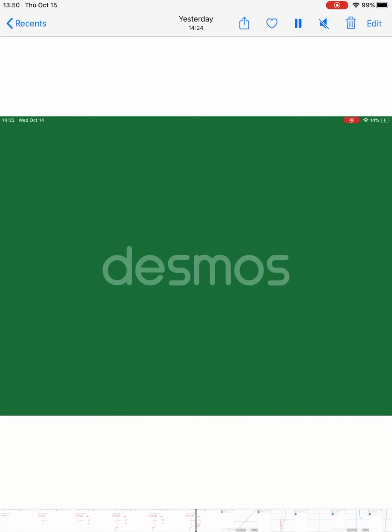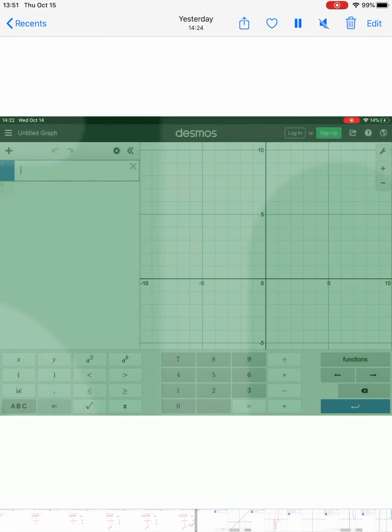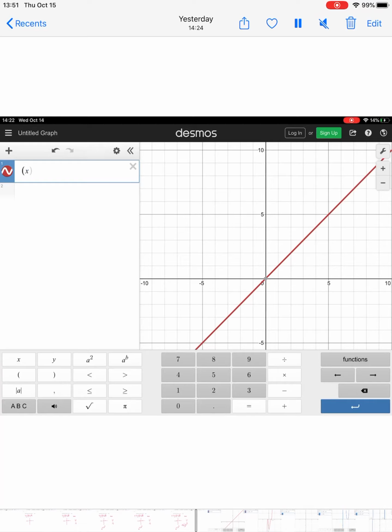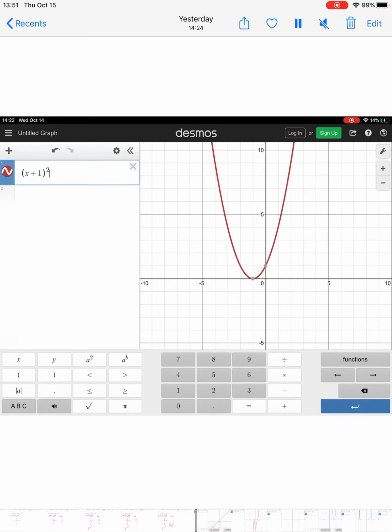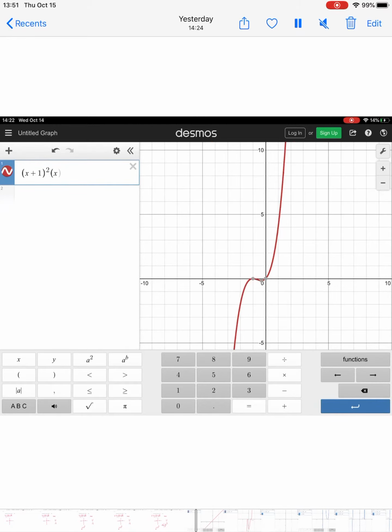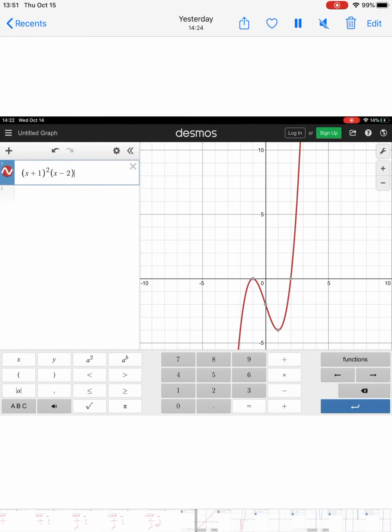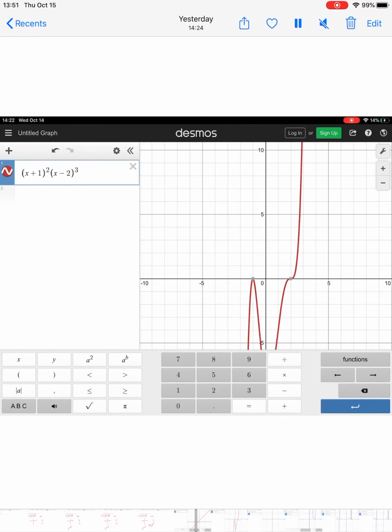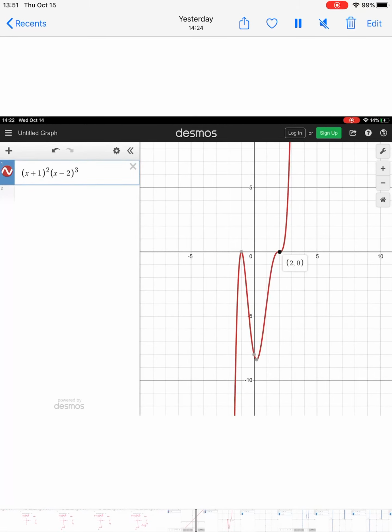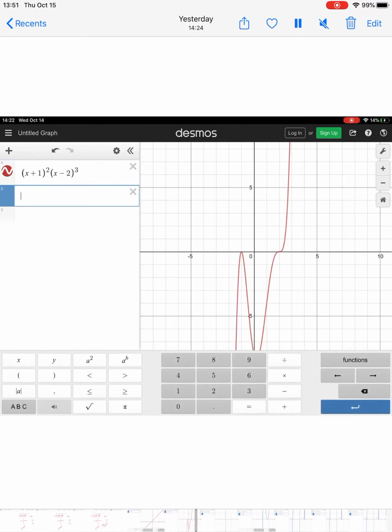You can always use Desmos to test it, and that's what I'm going to do now. So I'm going to type that function into Desmos. Notice, the squared one bounces, just like I said it would. And then the cubed one crosses, so it starts under the x-axis and goes over.